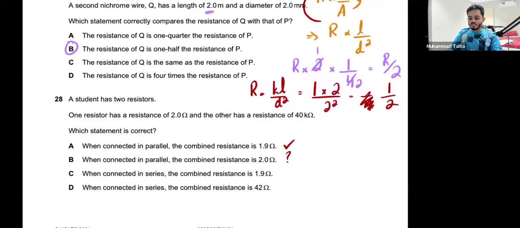When in series, the resistance cannot be smaller than either resistance. In fact, it's going to be larger than the largest resistance. So it's 40 kilo ohms and 2 ohms, so it must be greater than 40 kilo ohms. And for the same reason, this is also wrong because this is not just ohms, it's kilo ohms.